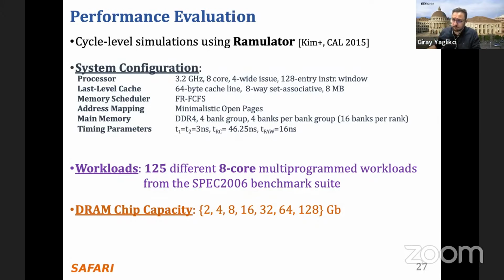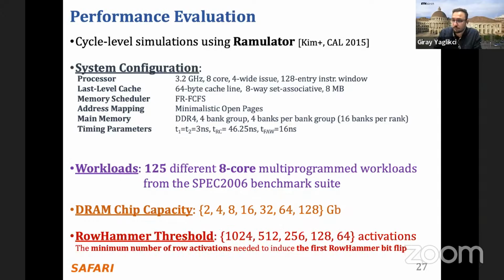We sweep DRAM chip capacity from 2 gigabit up to 128 gigabit to look into the future. We also reduced the RowHammer threshold from 1024 activations down to 64 activations. To remind what the RowHammer threshold is, it is the minimum number of row activations that you need to perform in order to get a RowHammer bit flip.